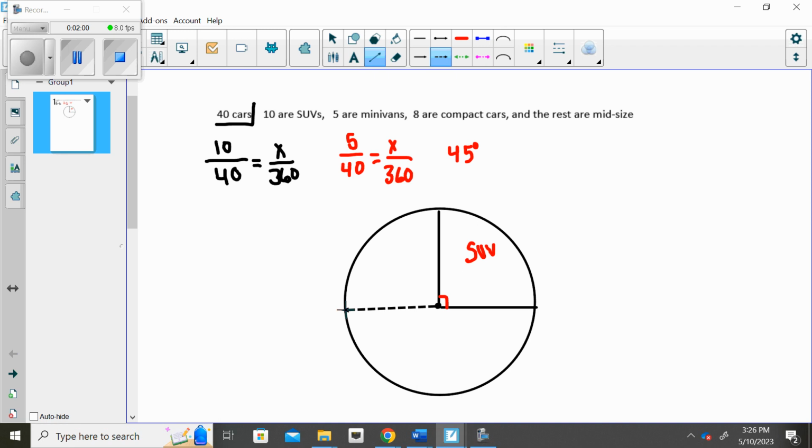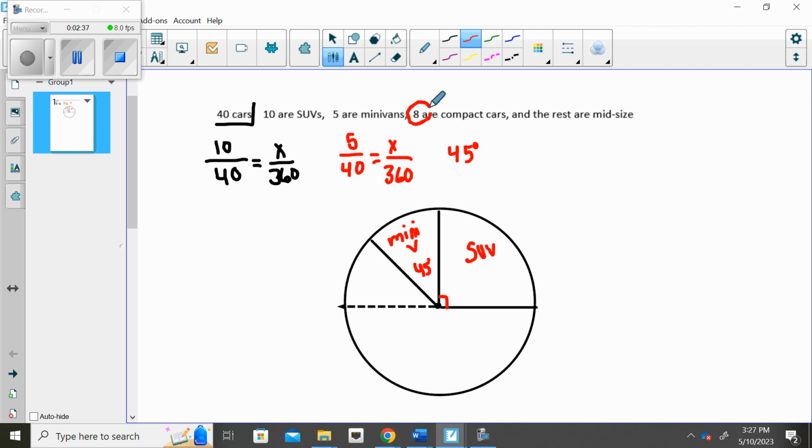So I'm going to put a dotted line here, and then when we finish our graph, we're going to ignore some of the dotted lines. And then I'm going to put a solid line halfway, make the angle halfway in between. That looks good. Okay. And I'm going to label this with 45 degrees. And I'm going to label this with minivans. All right, so I'll just put mini V.